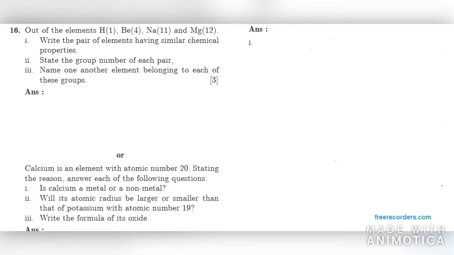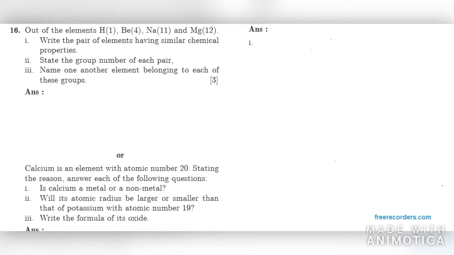Hydrogen and sodium have the same chemical properties because they have the same valency. So you can write H and Na, and for the second pair you can write Be and magnesium because they have valency 2, therefore they have similar chemical properties. Now state the group number of each pair. For barium and magnesium it is group 2, and for hydrogen and sodium it is group 1.